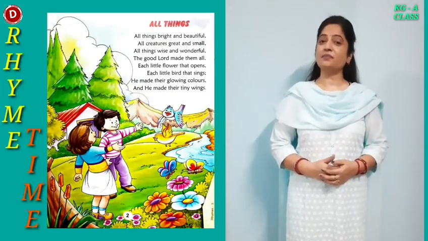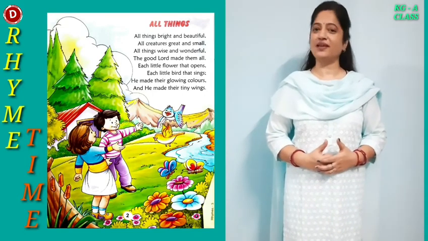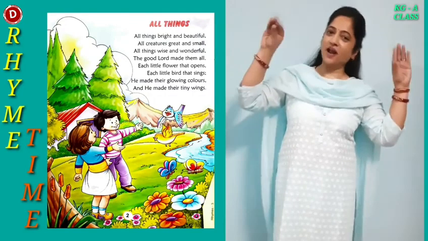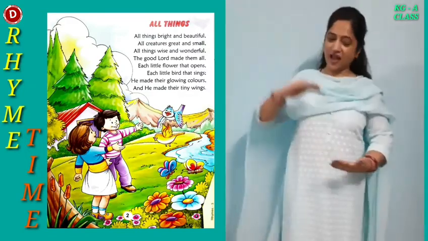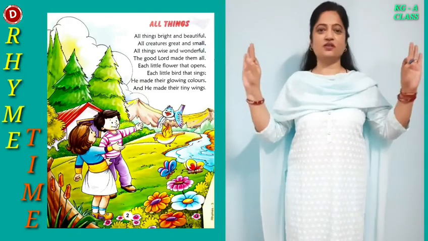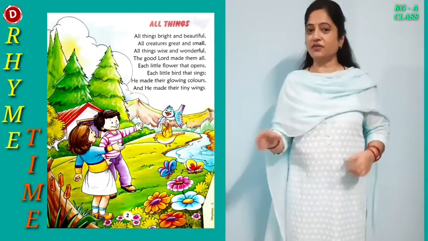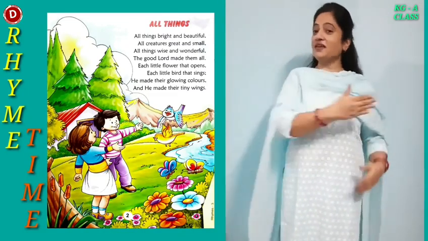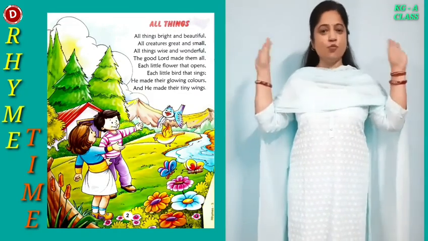Children, practice makes us perfect. So let's practice our rhyme, all with actions. So let's start it. All things bright and beautiful, all creatures great and small, all things wise and wonderful, the good Lord made them all. Each little flower that opens, each little bird that sings, He made their glowing colors, He made their tiny wings.